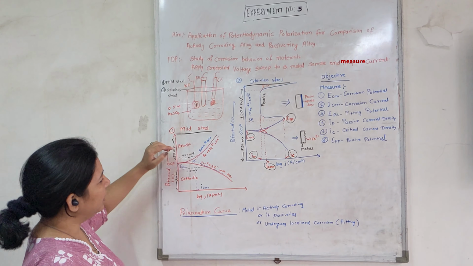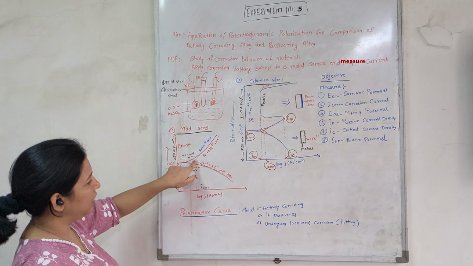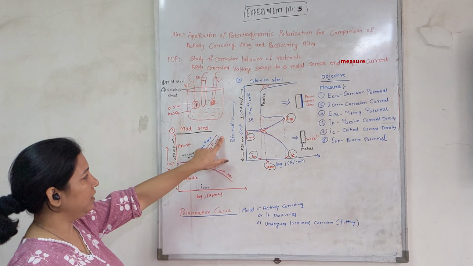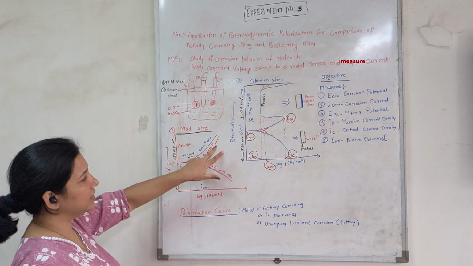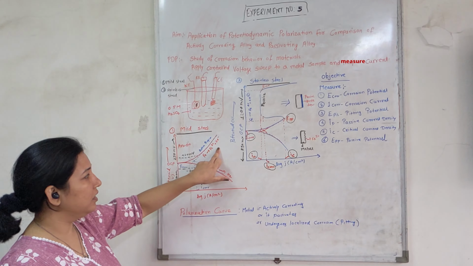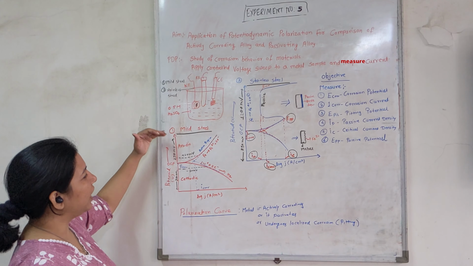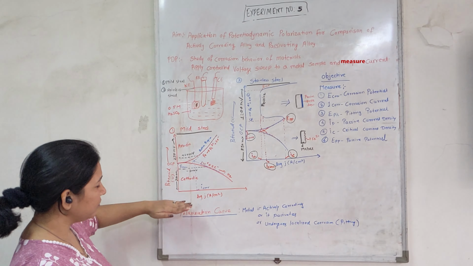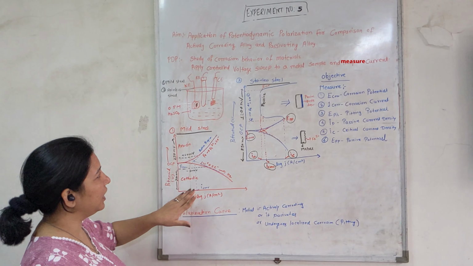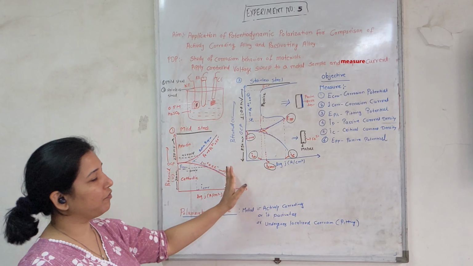So here you can see that even with increasing potential, the current is continuously increasing, because the mild steel does not form a passive oxide layer. So even though you go toward the higher potential, you will see the same nature of this curve. So this is for the mild steel. Now we'll see how the stainless steel is different from the mild steel.